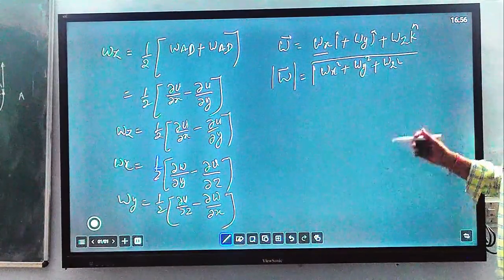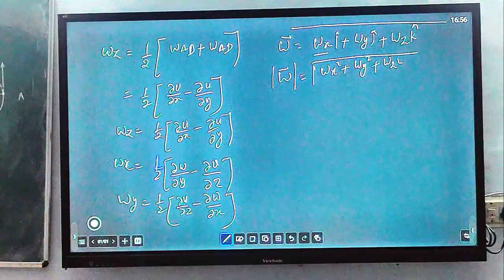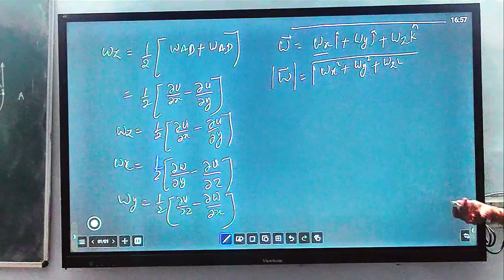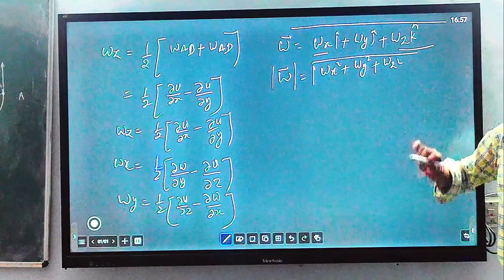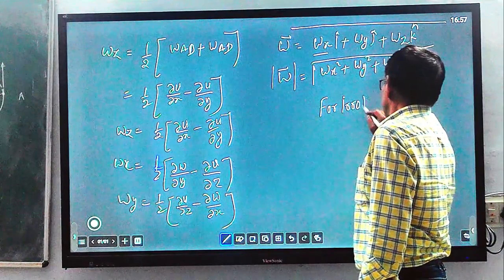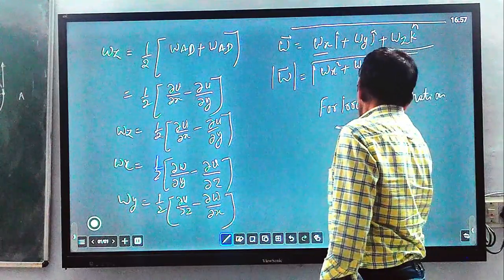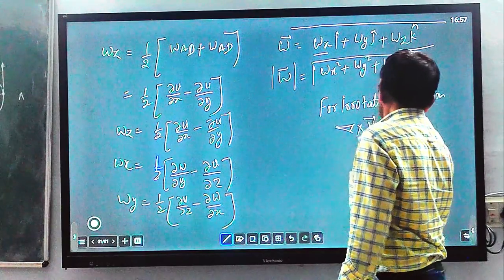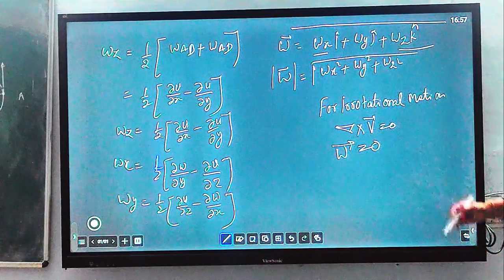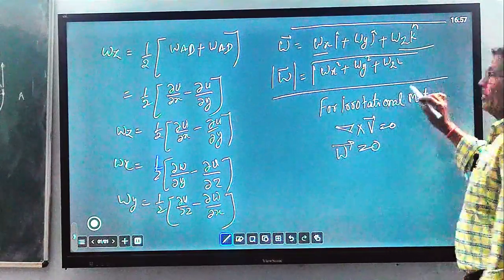If flow is irrotational, this value will be equal to 0. For rotational motion, you will get some value. If motion is irrotational, this whole value will become 0. Means for irrotational motion flow, curl V equal to 0, which means omega equal to 0. Curl V equal to 0 means the rotation vector will become 0, and when the rotation vector becomes 0, its magnitude will also be 0.